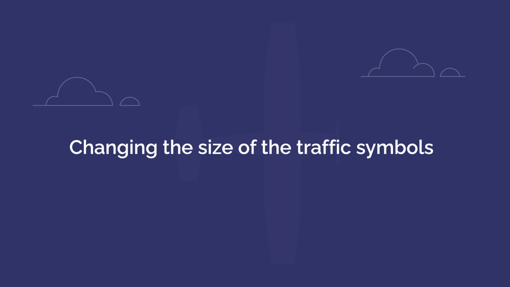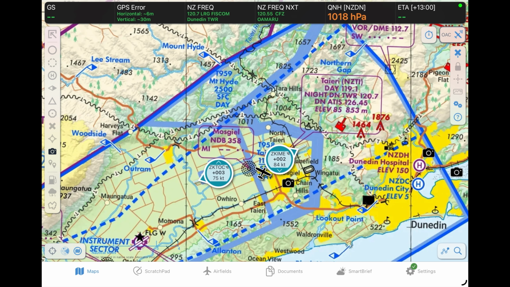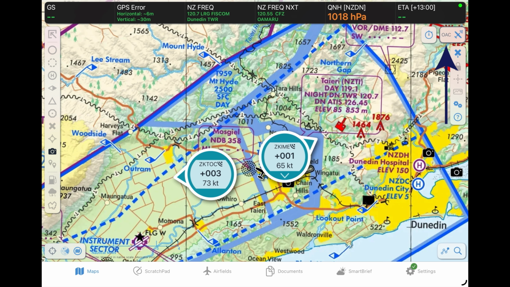Let's look at changing the size of the traffic symbols, first temporarily and then for every time we use the app afterwards. On the main map page, we will simply select the traffic bubble we wish to enlarge once. This will increase the size of the traffic bubble for approximately 8 seconds. Next, if we push and hold temporarily on the traffic symbol in the top right-hand corner, this will enlarge all traffic symbols temporarily within your visible range on your map page.